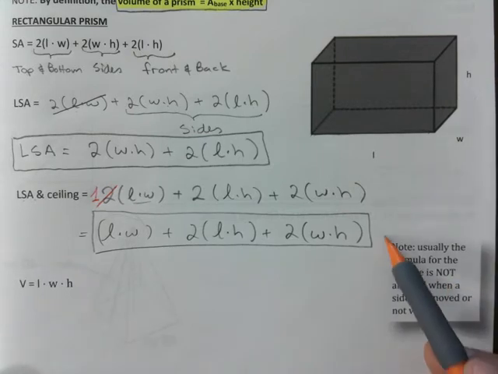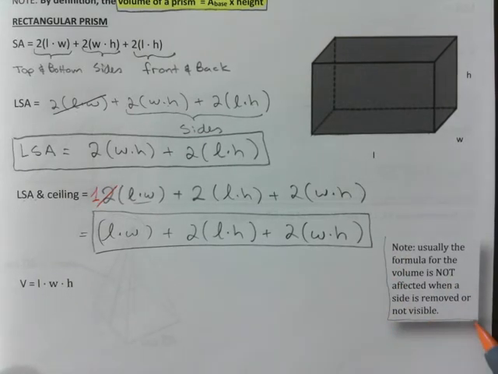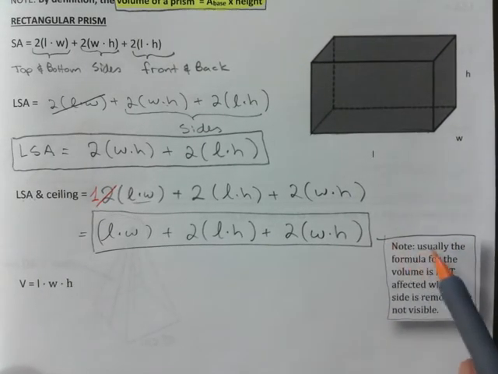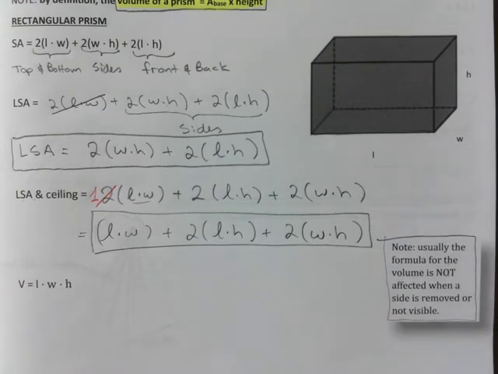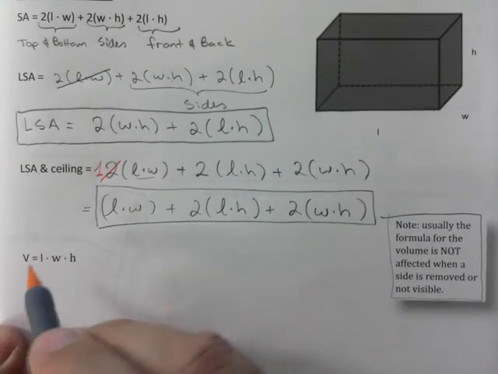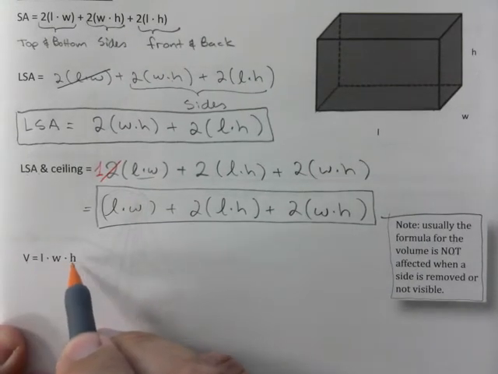Watch this, the note here. Let's talk volume here. Note, usually the formula for the volume is not affected when a side is removed or not visible, because with volume, we're more concerned with filling something up. So let's say the fish tank is open at the top, doesn't matter, right? You're still filling it up with the same amount of water.